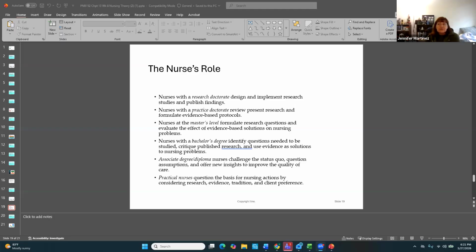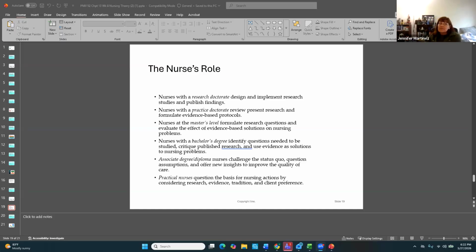So we have nurses with a research doctorate. Those are your PhDs, okay? They design and implement research studies. They publish their findings. Nurses with a practice doctorate. So I'm in school for my practice doctorate, which is a DNP, or a Doctor of Nursing Practice. They review present research and they formulate evidence-based protocols. So again, I can use fall prevention. I can do a whole bunch of research and look at all of our research articles on fall prevention, and take that, right, and then formulate protocols for fall prevention.